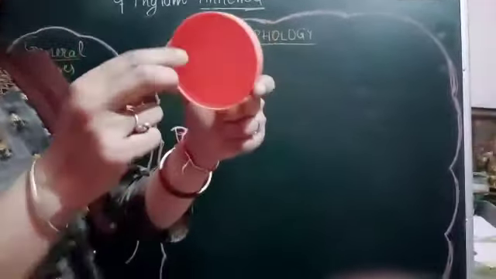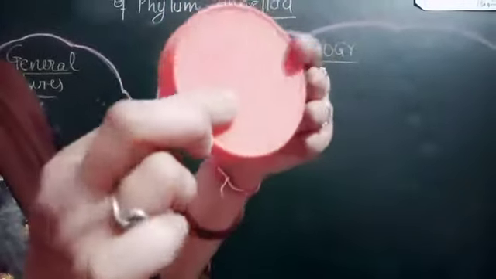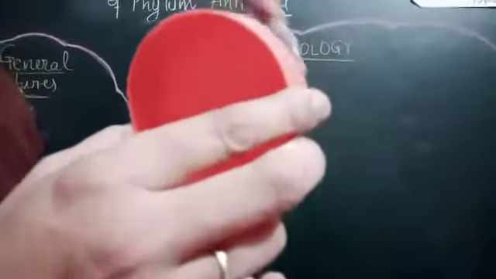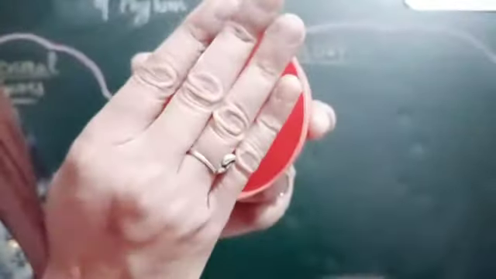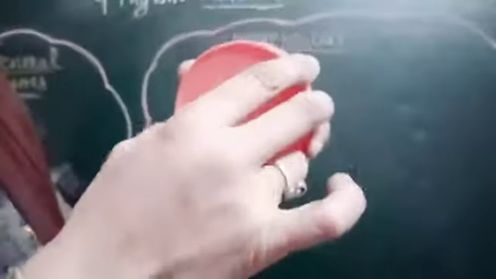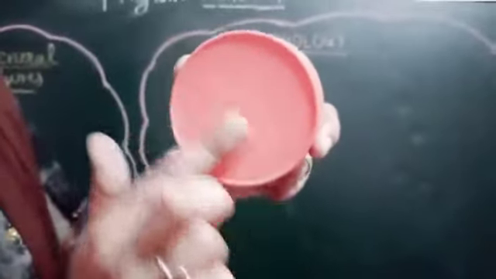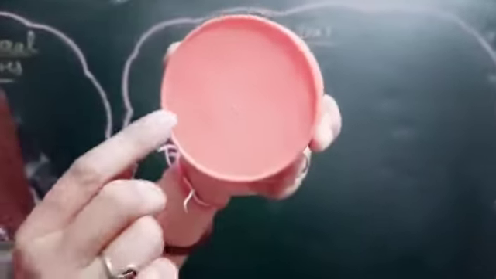Now here you can see that there is a complete partition present. There is a complete partition that marks one segment from the next one. When a segment is also covered by a partition, then this segment is complete. This partition is called septa. This is segment number 1, then segment number 2, segment number 3, and so on. Each segment is marked by the presence of such a partition, called the septa.